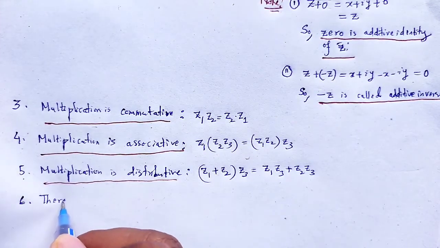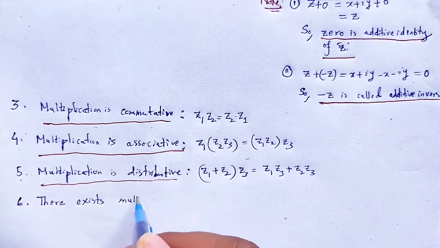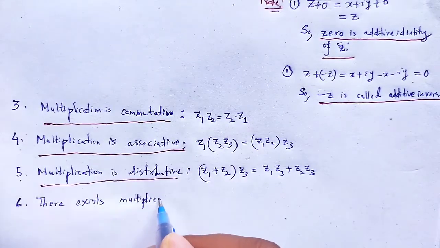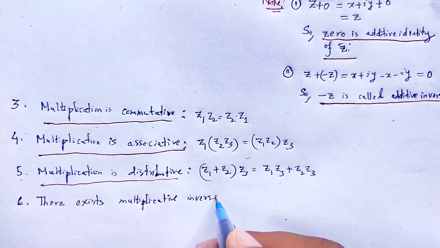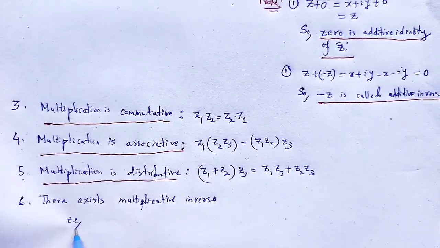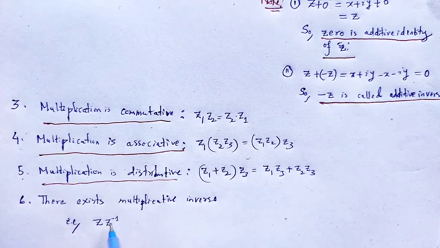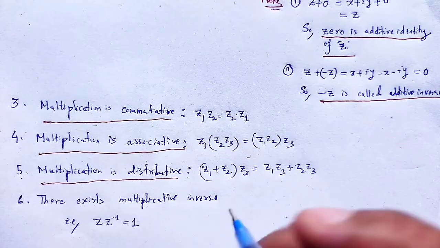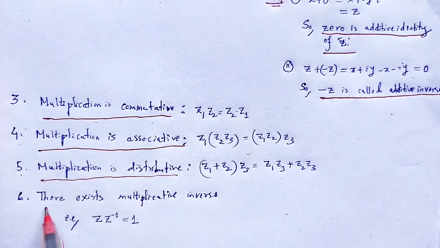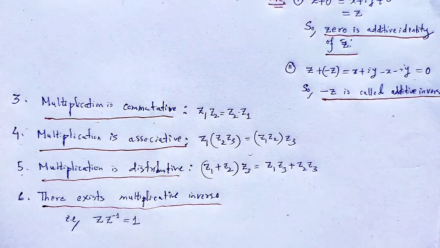There exists a multiplicative inverse. As we know, when Z is multiplied by its inverse, we have 1, then that is said to be the multiplicative inverse of that complex number. So, here the multiplicative inverse exists.